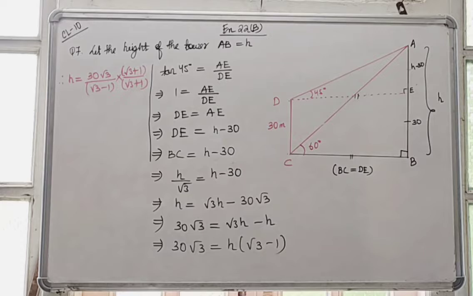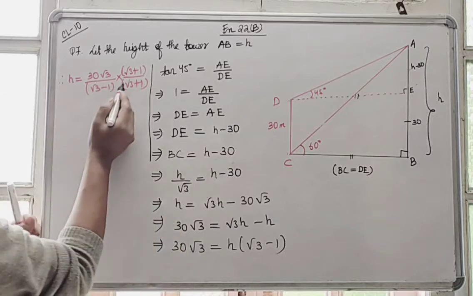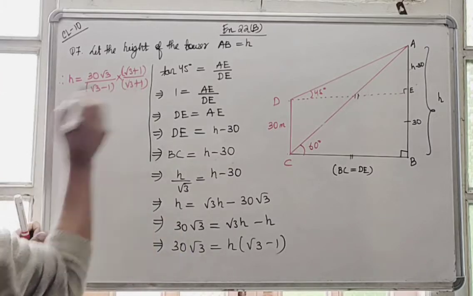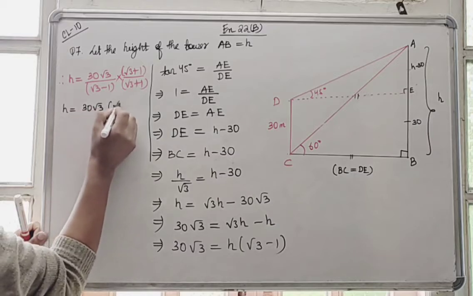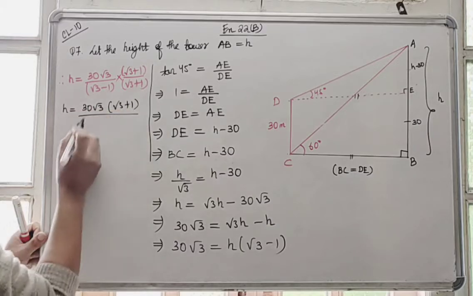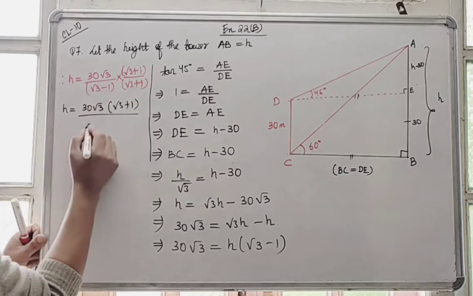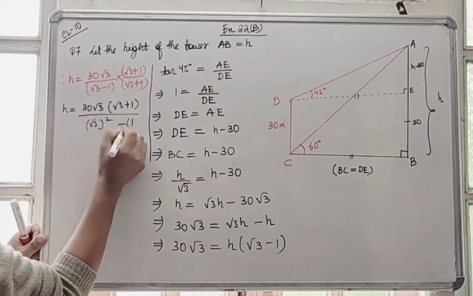Alright boys, so from here what I will get is h is equal to 30 root 3 divided by root 3 minus 1, which is this. Let's rationalize the denominator, so multiplying and dividing by this. Therefore h is equal to 30 root 3 into root 3 plus 1 divided by which formula? a square minus b square. So hence this is root 3 square minus 1 square.